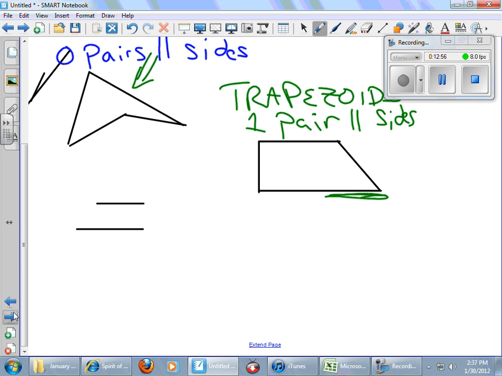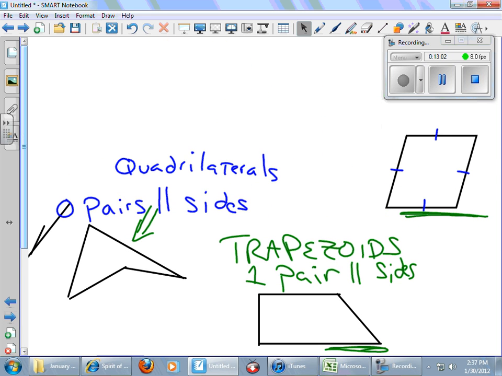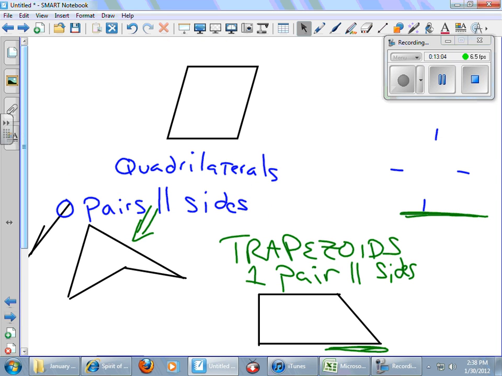Now my parallelograms have 2 pairs of parallel sides. But when I have a parallelogram, I have to go and look what's special about it. This parallelogram has 4 congruent sides, right? These 4 sides are marked congruent. That means this is a parallelogram, but it's a very special type of parallelogram. A parallelogram with 4 congruent sides is a rhombus. And remember, rhombus has an H in it. So that should help you identify your shapes.